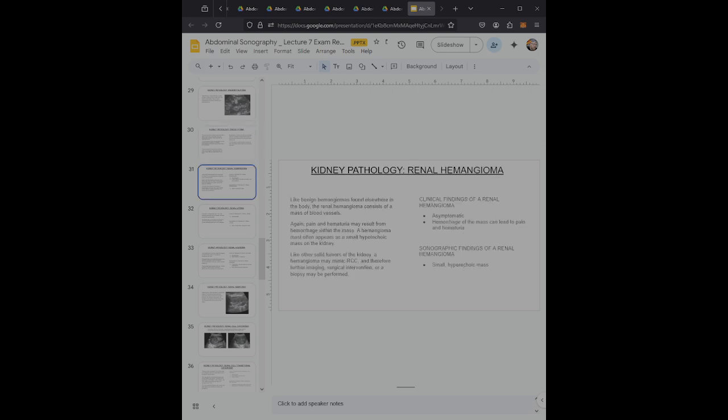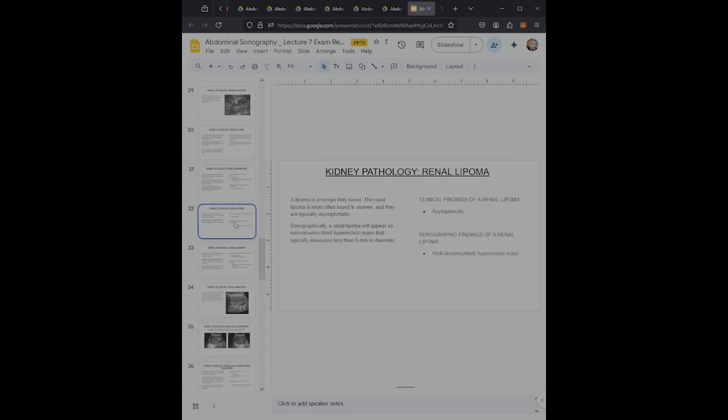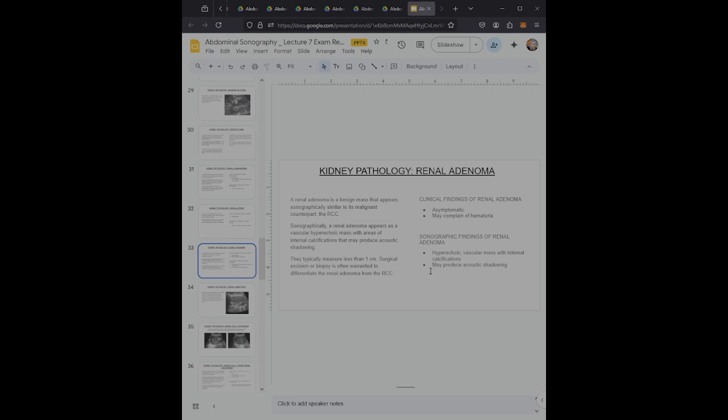Renal hemangiomas, these are masses of blood vessels, and they're most often asymptomatic. And sonographically, we see small hypoechoic masses. Renal lipomas, these are benign fatty tumors, and we see these as well circumscribed hypoechoic renal masses. Renal adenomas, these are benign masses that appear similar to renal cell carcinomas. And we see hyperechoic vascular masses with internal calcifications. They may produce acoustic shadowing.